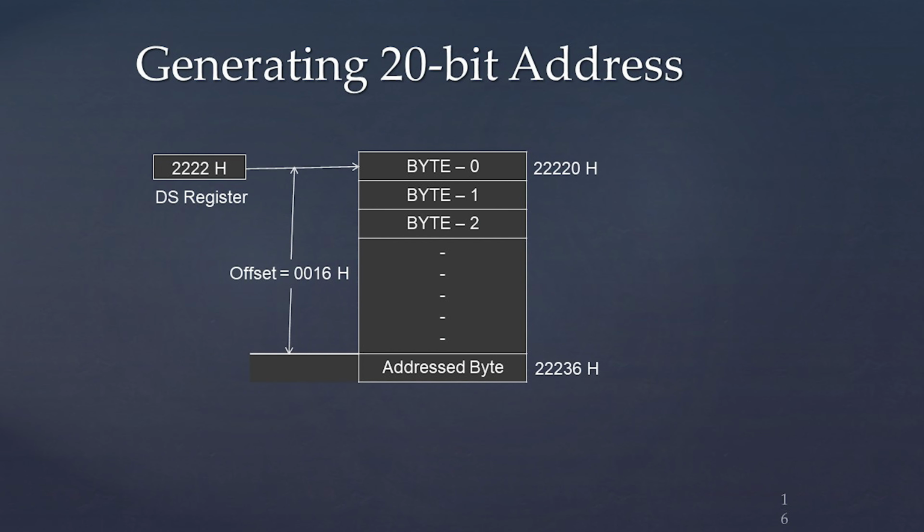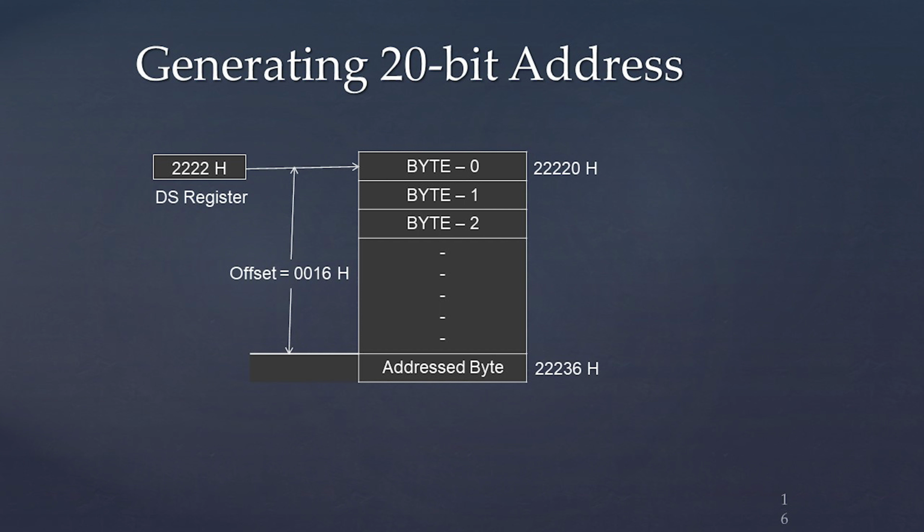So if you look at this diagram, we have the data segment register, which is holding the starting address of this segment, which is 2222H. So it is pointing to the starting address of the segment. Then you have the offset, that is the displacement from the starting point. And the offset says 0016, which means 16 locations from the starting point. So what is the exact physical address of the 16th location from the starting point?